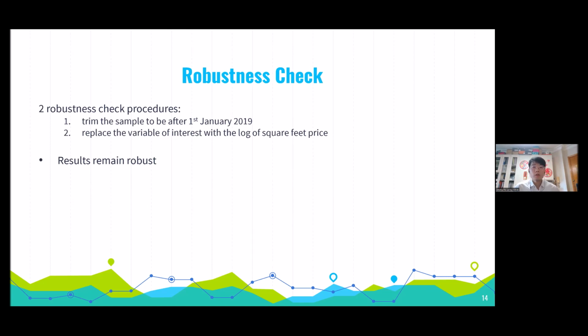And finally, we also did two robustness check procedures. Firstly, we trimmed the sample to after the 1st of January 2019, such that the time frame for each treatment period is more balanced. Second, we replaced our variable of interest with the log of price per square foot. Again, due to the time limit, I will not show the table here, but the result remained very robust, and it further proved the validity of our results.